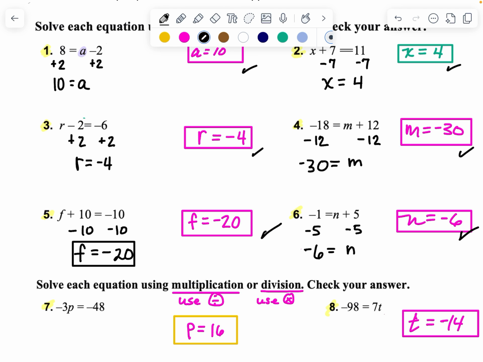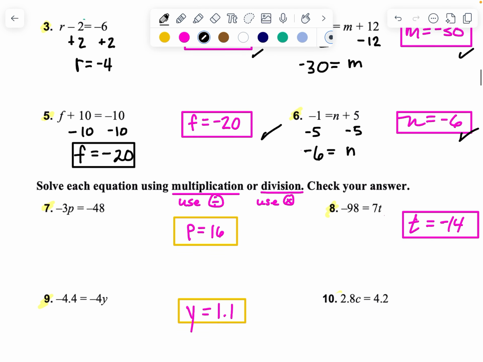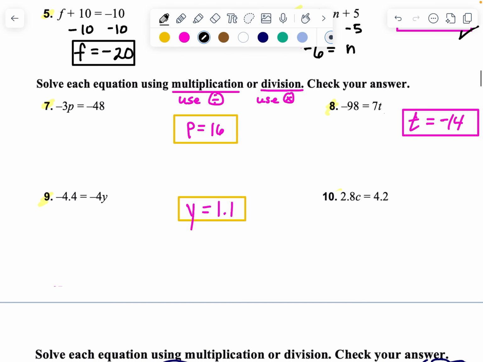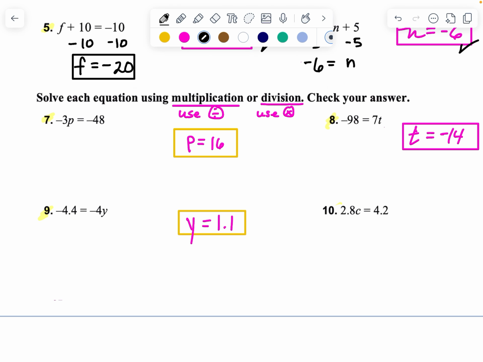And now we're going to move on, and we're going to use multiplication and division. So that's addition and subtraction using that. So we've got negative 3p is equal to negative 48. So we're going to divide both sides because remember we have this negative 3 times p. So we have to undo the multiplication with its division inverse. So we're going to divide both sides by negative 3, giving us p on the left-hand side is equal to then positive 16 because you have a negative divided by a negative.